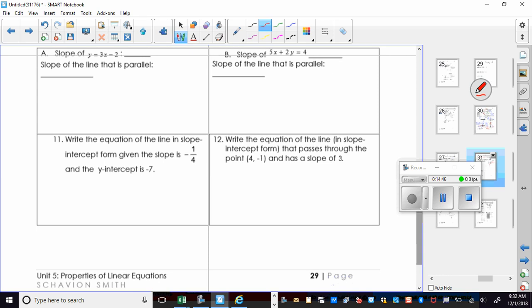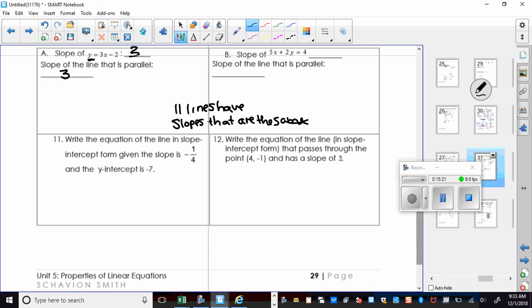Now, slopes of parallel lines. Now, we have to make sure the y is by itself. Now, the slope of y equals 3x minus 2. Parallel lines have slopes that are the same. So the slope of this line, where y is by itself, is 3. The slope of a line parallel is 3.